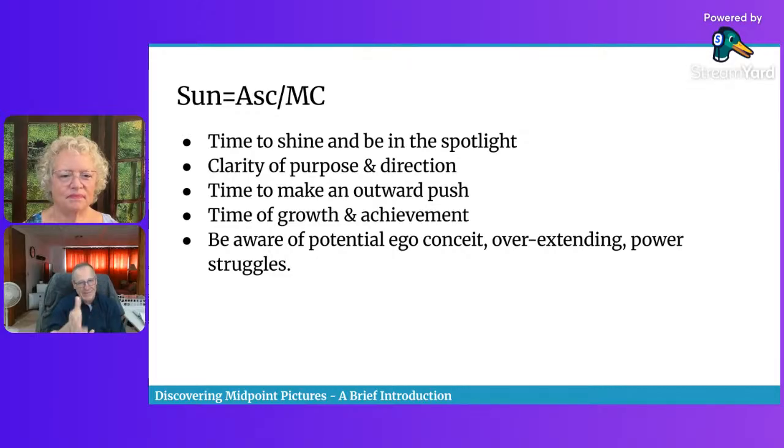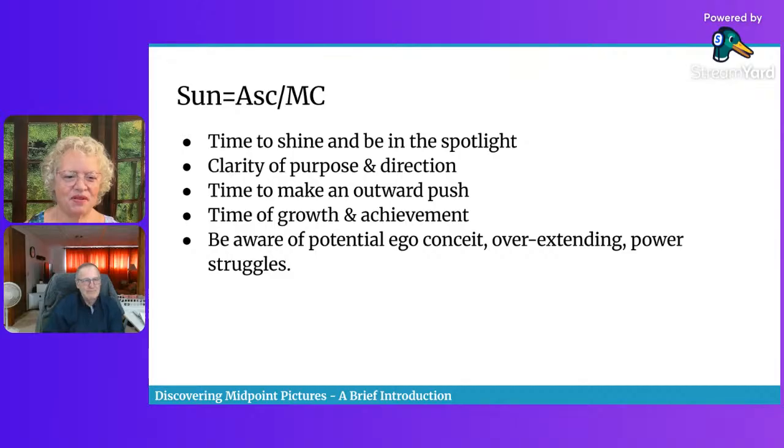Okay. And that's what this is about. So the sun could shine some light on those potential issues as well. And if you get those resolved at this particular time, then that can also contribute to some stability of becoming who you want to be, your true sense of self. Okay, does that make sense?